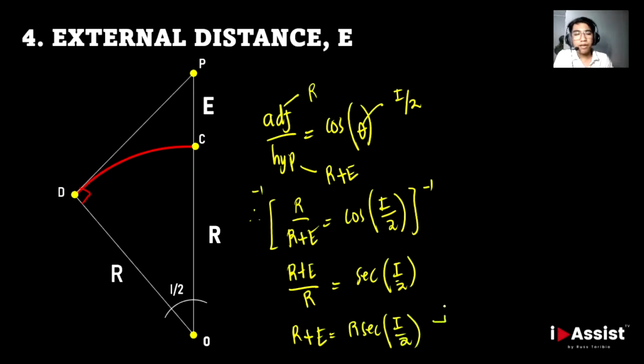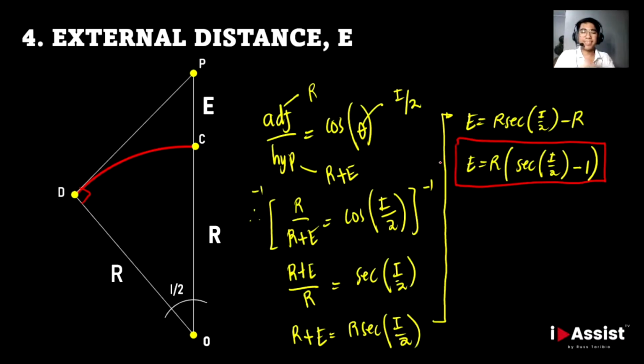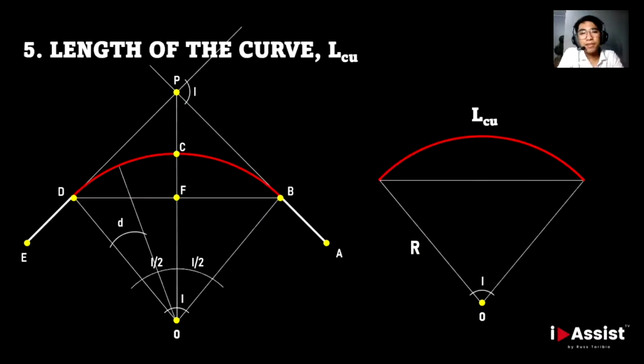Okay? Simplifying further, that will become E is equal to R secant I over 2 minus R. Diba? Lipat natin tong R sa kabila, magiging ganon. Therefore, E is equal to R multiplied by secant of I over 2 minus 1. And that is the formula for the external distance E. That's it. Next, the length of the curve.